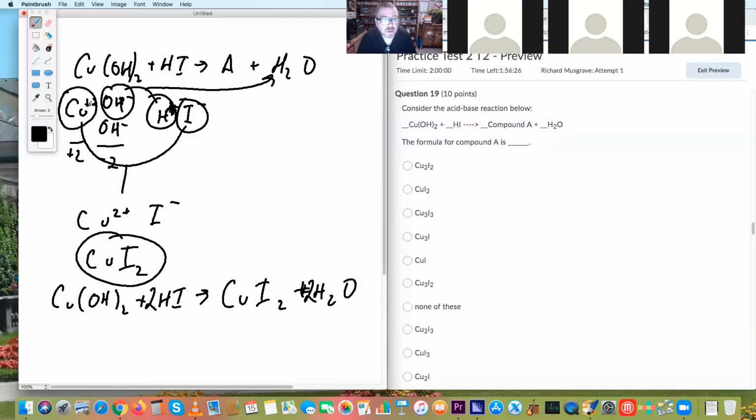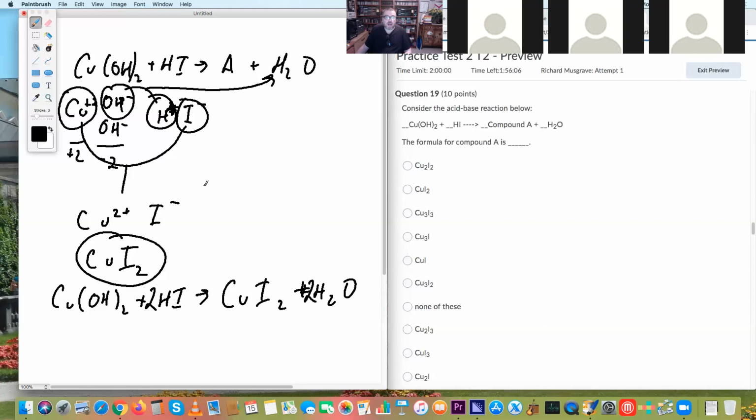But then I have to look at what's left. I got the Cu2 plus and the I minus. Then I have to ask the question, well, what would I have to do to make that a neutral compound, a balanced compound? And that would be to make it CuI2. Yeah, because there's only one. Okay.